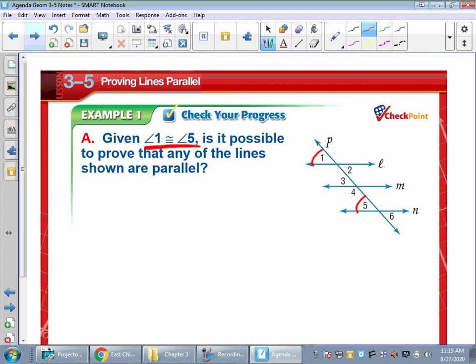So I would say that I could say that L and N are parallel. I can't really say anything about M, but I can say that L and N are parallel here. Now it looks like an N, but remember we're doing cursive, right? And the reason for that would be, again, your corresponding angles converse.